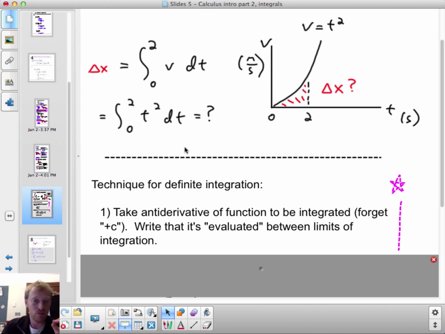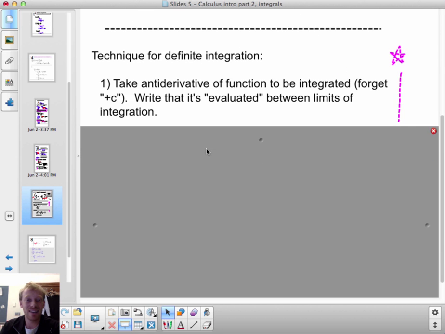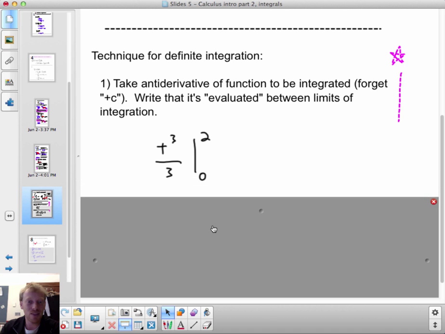The first thing you do to calculate the value of a definite integral, to find this area over an interval, is to take the antiderivative of the function that's to be integrated. Take the antiderivative of what's called the integrand. You don't need to worry about putting a plus c, and you'll take the limits of integration and write that you should evaluate the function between the limits of integration.